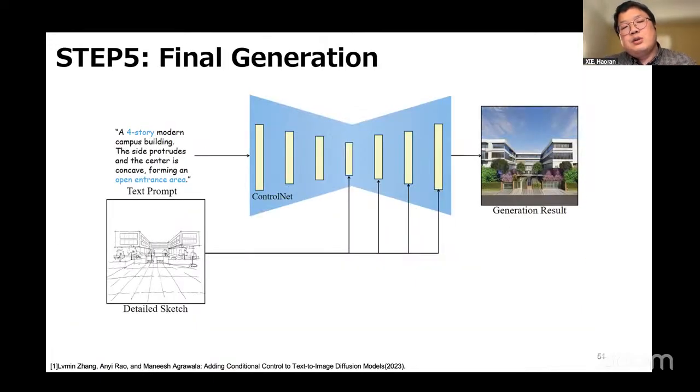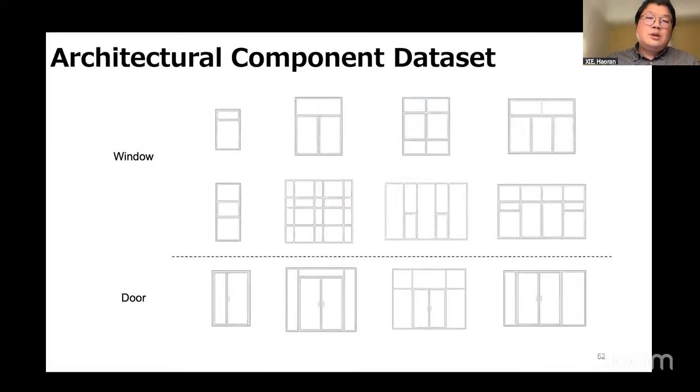This is a fine-tuned ControlNet based on a dataset of actual buildings. We especially choose the university campus from the Department of Architecture. We use this dataset to fine-tune the results, to get the final result of the architecture images. We built the component dataset, an architecture dataset of different windows and doors, because there are some patterns in this kind of parts, the components.